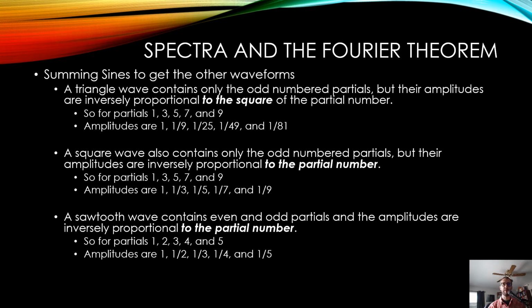And a sawtooth wave contains even and odd partials, and the amplitudes are inversely proportional to the partial number. So for partials 1, 2, 3, 4, and 5, you get 1, 1/2, 1/3, 1/4, and 1/5 for the amplitudes. It's pretty cool.